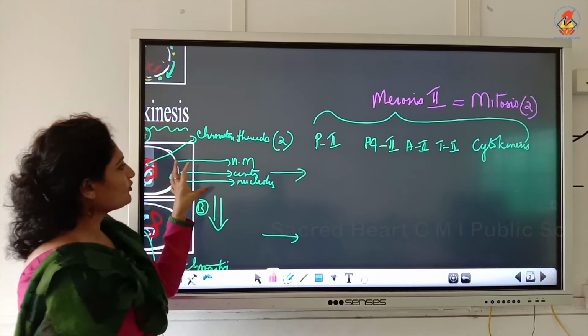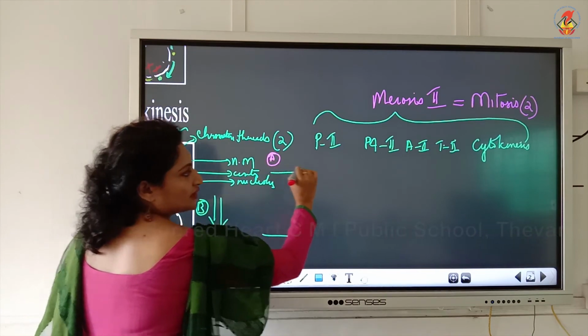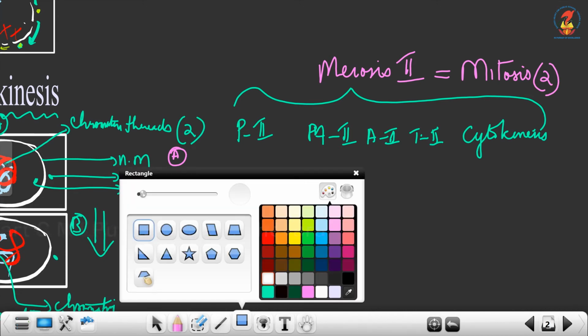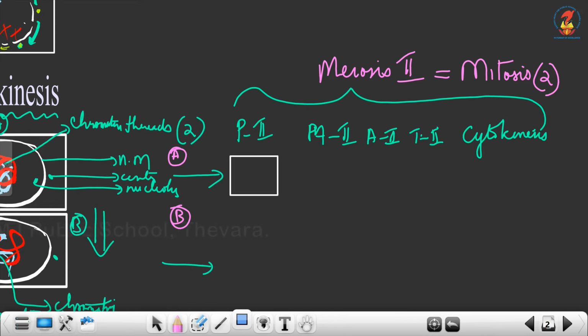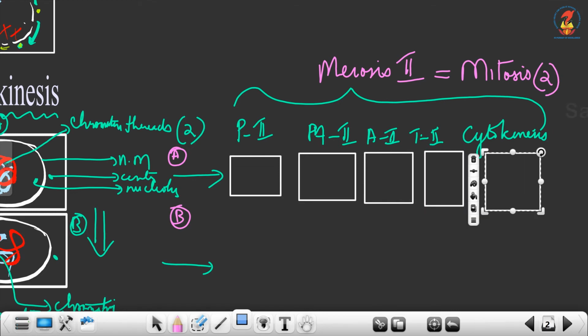Okay. So now each of the daughter cells, the A daughter cell is going to undergo all these phases, and the B daughter cell is going to undergo these phases. Okay. So if you recollect mitosis, we can complete this diagram. What happens in mitosis? I am drawing the cell: prophase, metaphase, anaphase, telophase, and cytokinesis. Exactly a recap of mitosis.